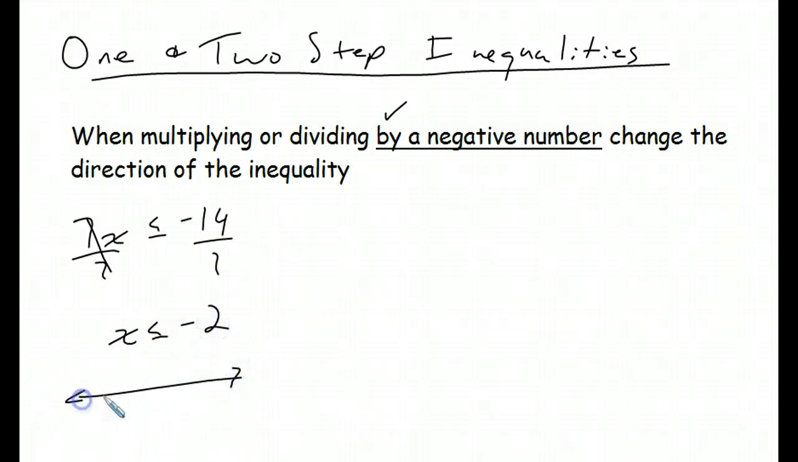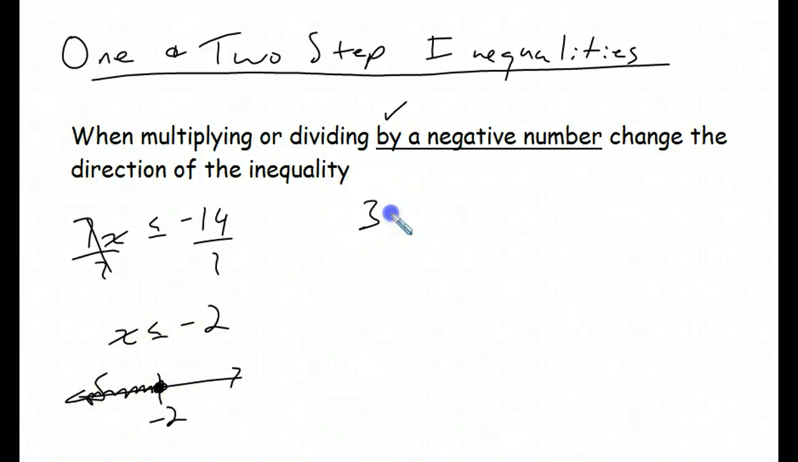Last step, put it on your number line. So you have negative 2. x is less than, don't forget to read it from the variable. So we're going less than negative 2. So it's everything that way. Going to have a closed circle since it's less than or equal to. Very important.